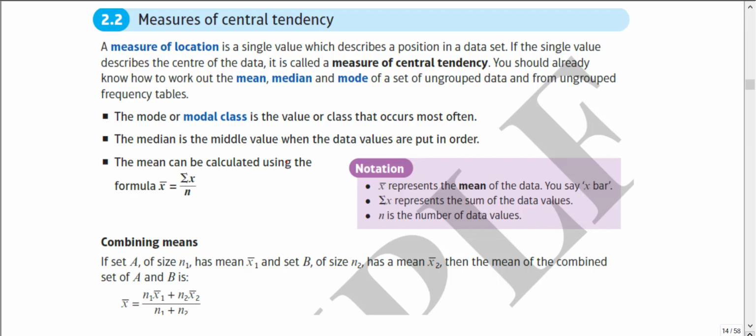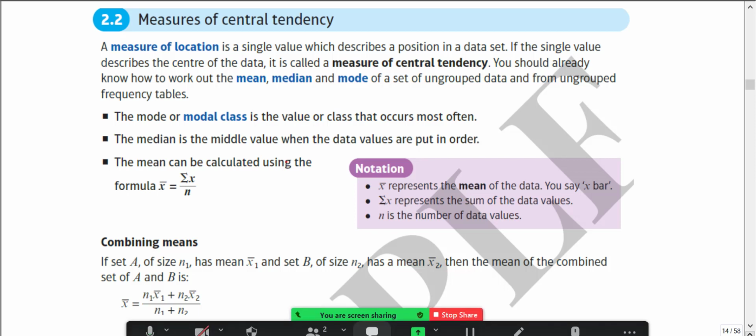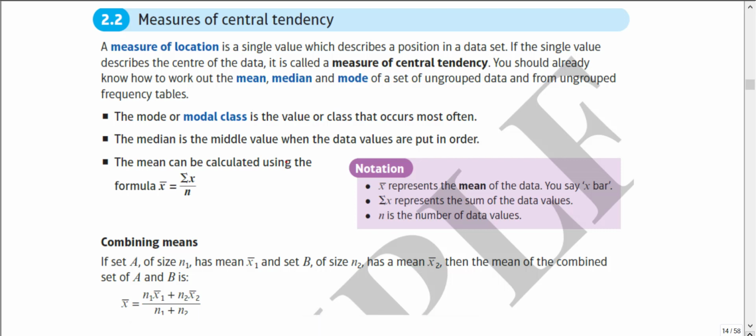Clear. So here we have the measures of central tendency. They say a measure of location is a single value which describes a position in a dataset. If we have a dataset, numbers, values. If the single value describes the center, it is called the measure of central tendency. So what's central tendency? It means the center of the data.